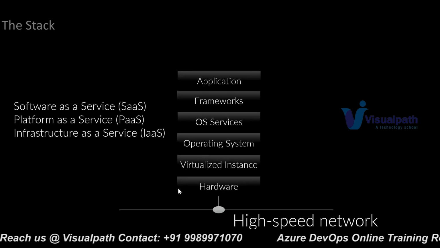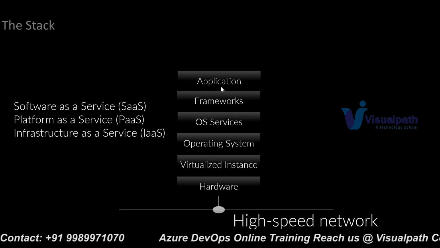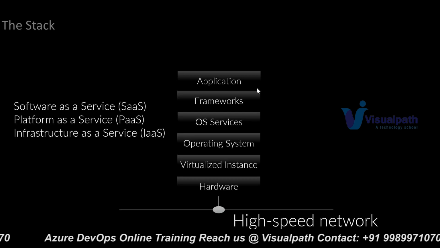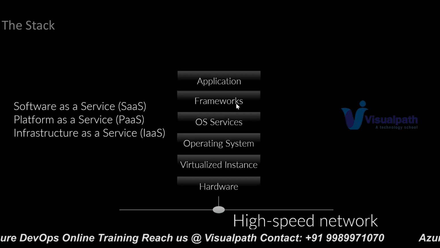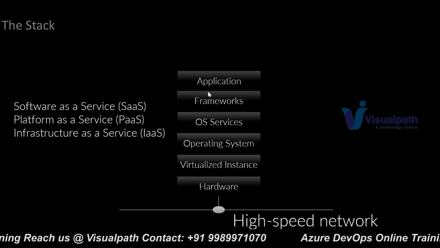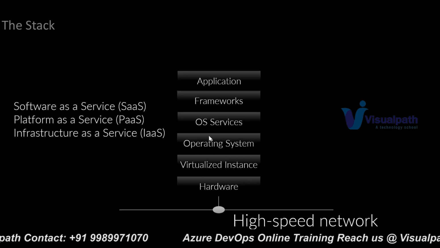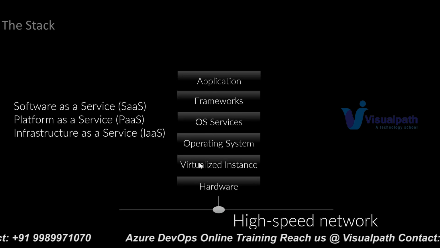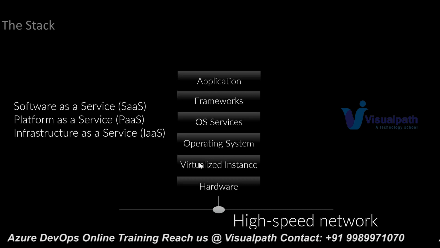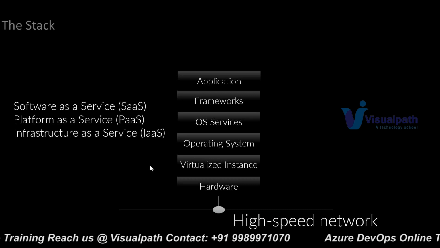This is a data center with a high speed network connected. In India we have one in Kolkata, and in the south we have one in Chennai. There are two data centers currently in India. They build all these kinds of applications and frameworks, OS services, firewalls, operating system, network, and virtualized instances and hardware equipped with high speed internet.